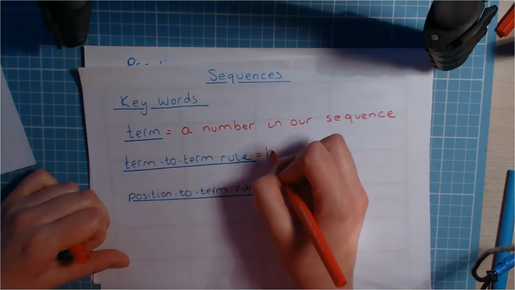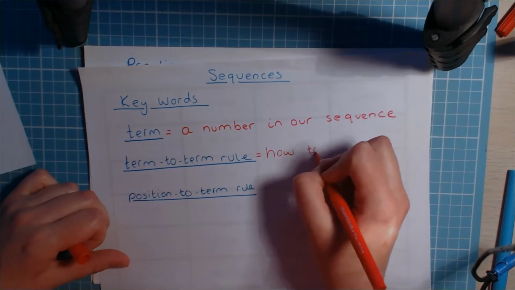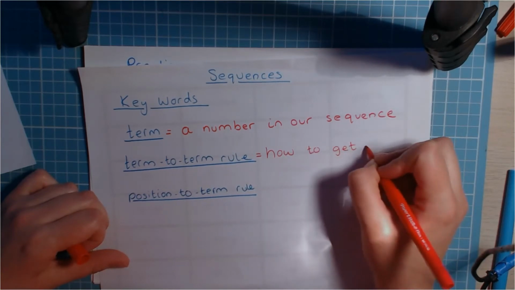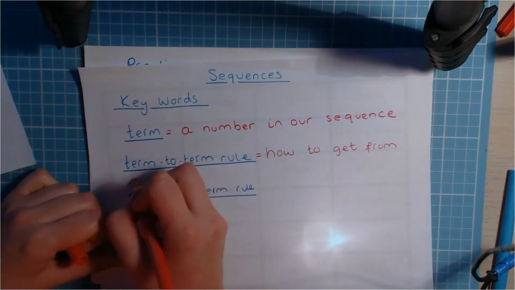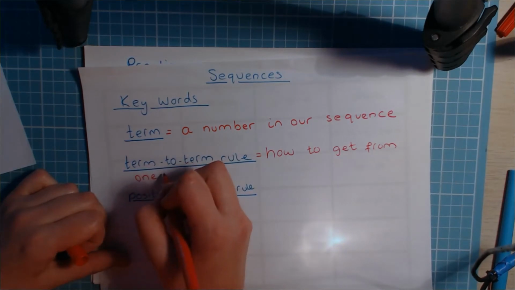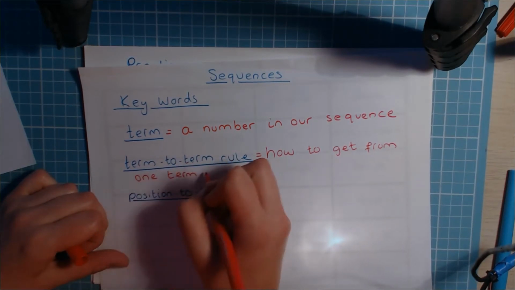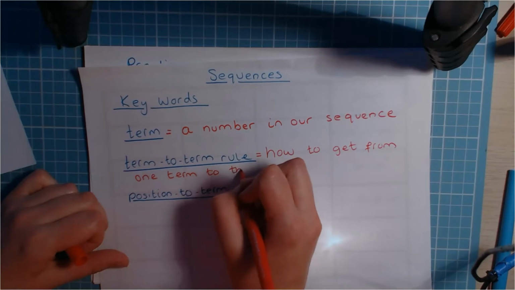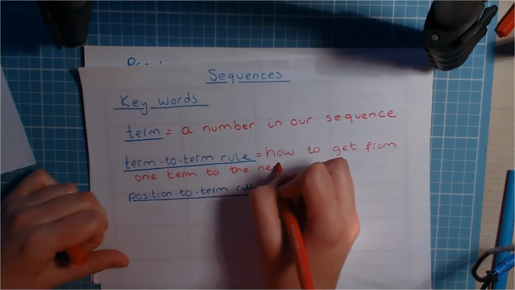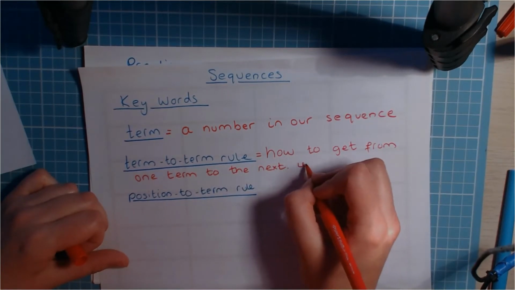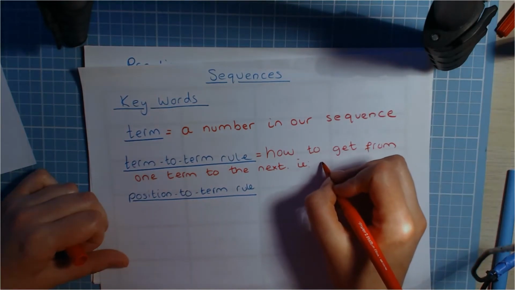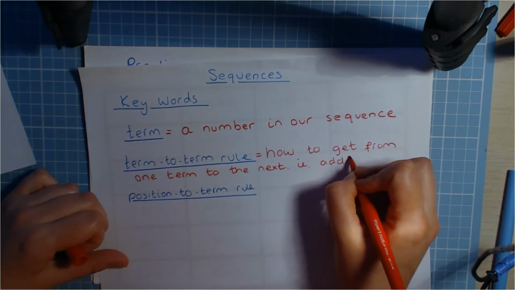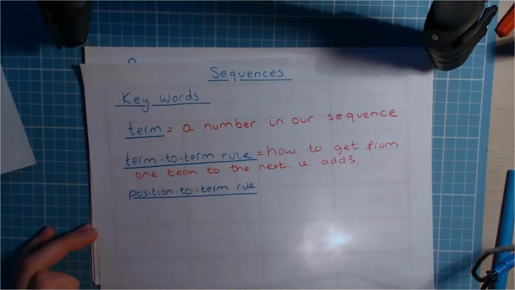So I'm just going to write down, let's have a think how we can word this one. How to get from one term to the next. I'm going to probably just put there an example. For example, add 3. Just as an example.